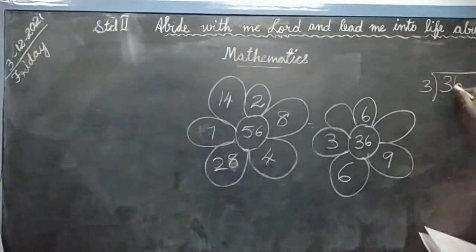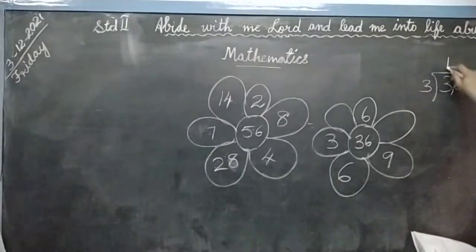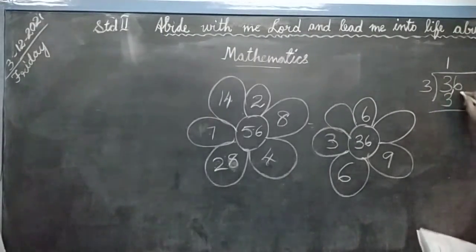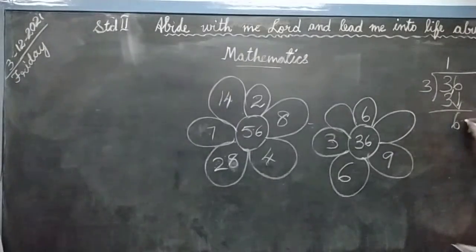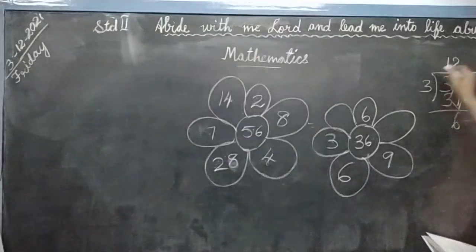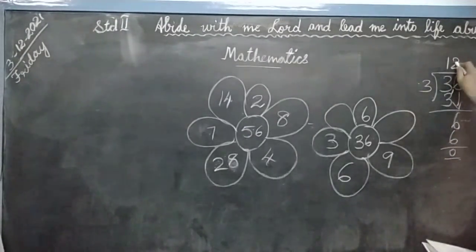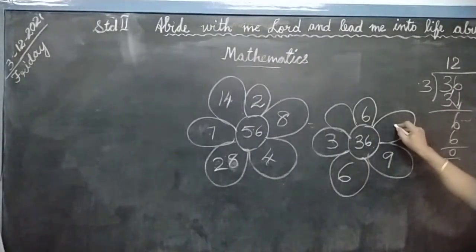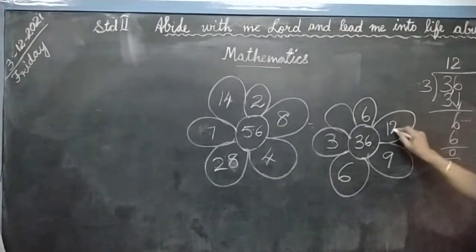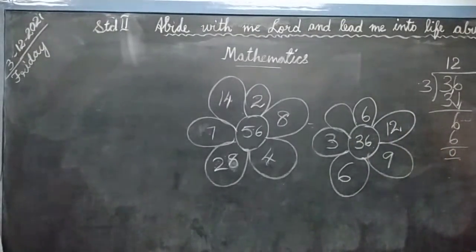Okay. 3 goes in 3. How many 3s are there here? Only 1. So 1 3 is 3. Bring the 6 down. How many 3s are there in 6? 2. 2 3s are 6. 36. What do you have to write here? 12. 12 threes are 36. Now, next one.